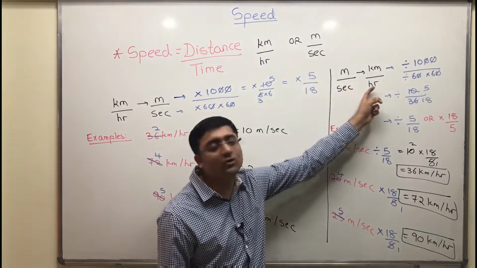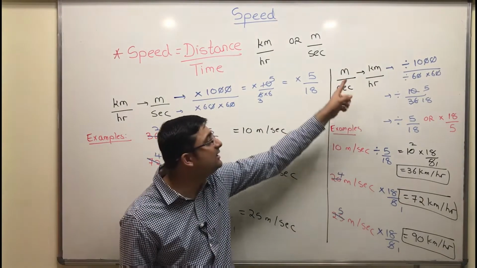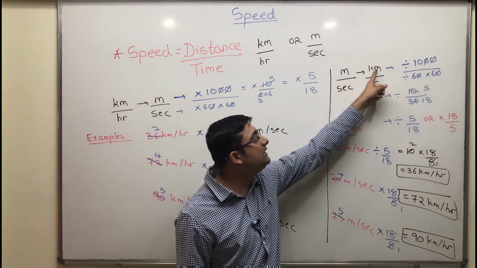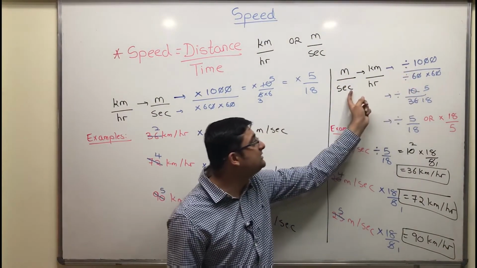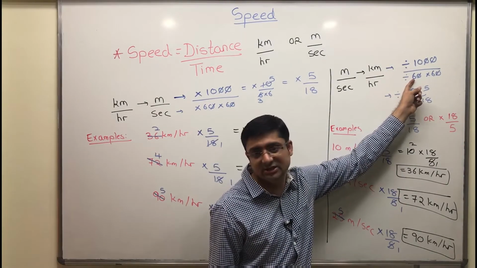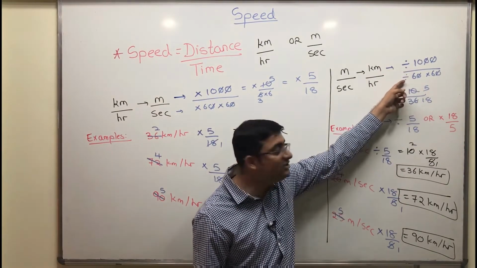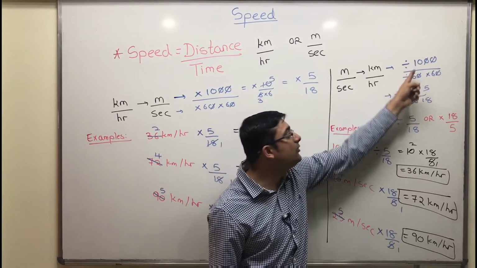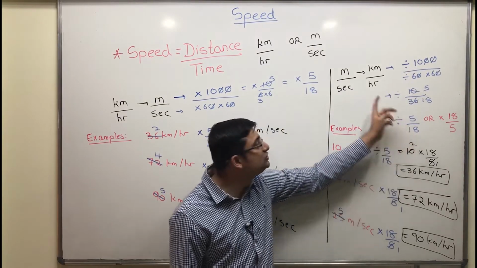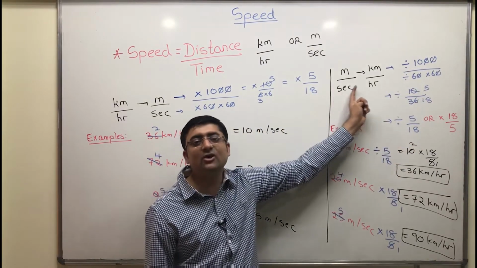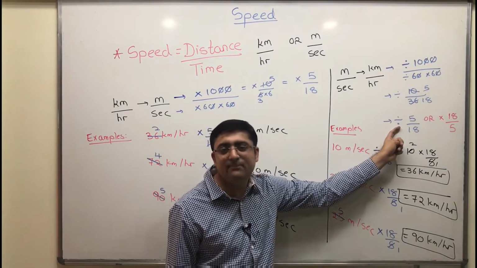Next, how do we go the other way around? Meter per second to kilometer per hour. Again, the same technique. How do we convert meter to kilometer? Divide by 1000. Second to hour, divide by 60 into 60. So because we have only division here, hence I brought division. When you simplify this, you'll get 5 by 18. So whenever you want to convert from meter per second to kilometer per hour, we divide by 5 by 18.